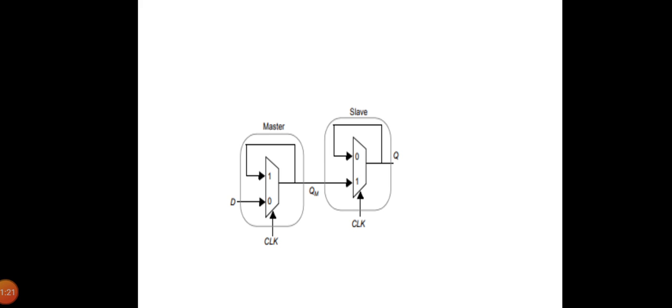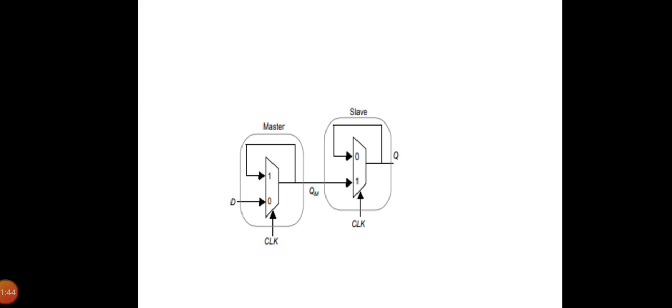During the high phase of the clock, the slave stage samples the output of the master stage, while the master stage remains in a hold mode. Since QM is constant, during the high phase of the clock, the output Q makes only one transition per cycle. The value of the Q is the value of the D right before the rising edge of the clock, achieving the positive edge triggered effect.